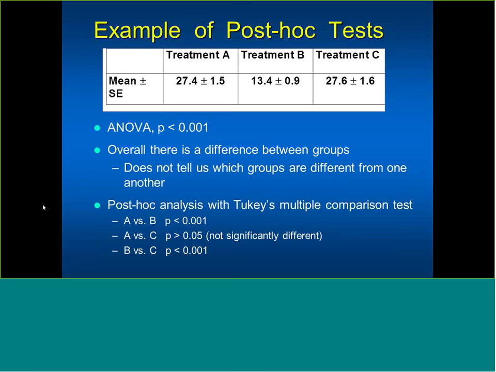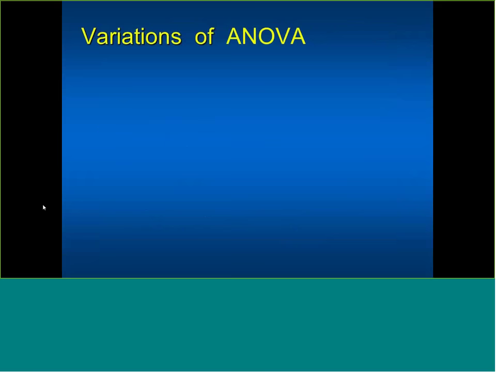So in this case, remember my B group is the lowest. So when I run the pairs, A versus B are different. Okay, so that's good. And B versus C are different. Good. But A and C are not different, which I didn't think they would be because it's 27.4 versus 27.6. So I get a p-value for each possible pair combination. And so I know exactly where my effect lies. Any questions on that?